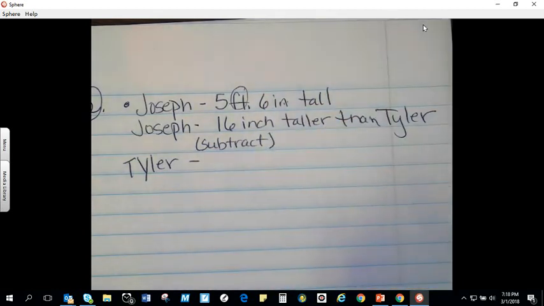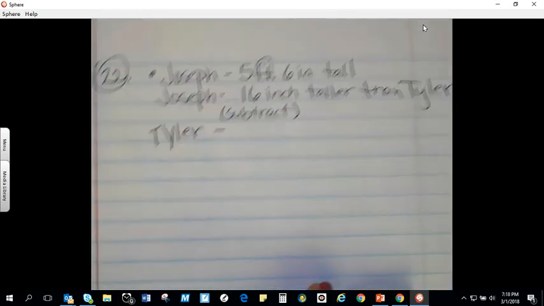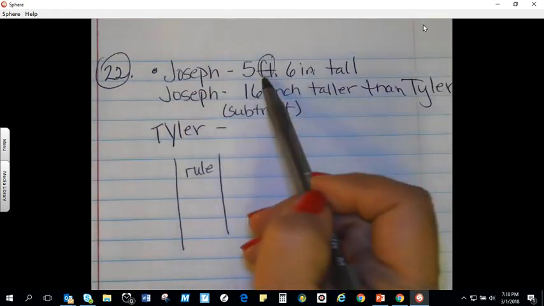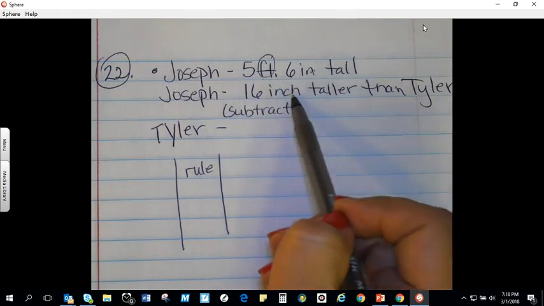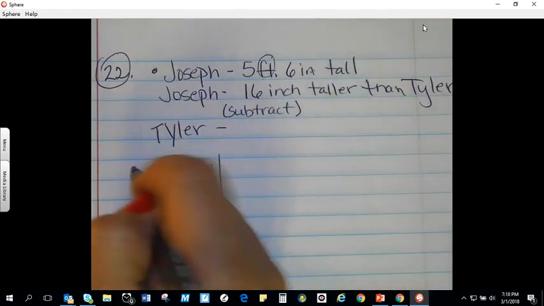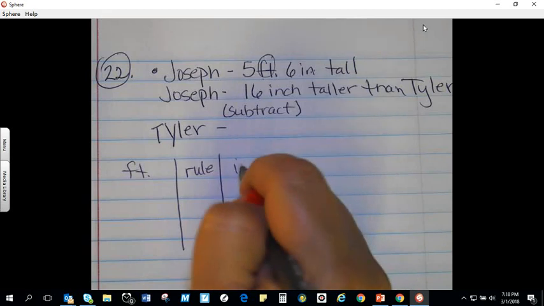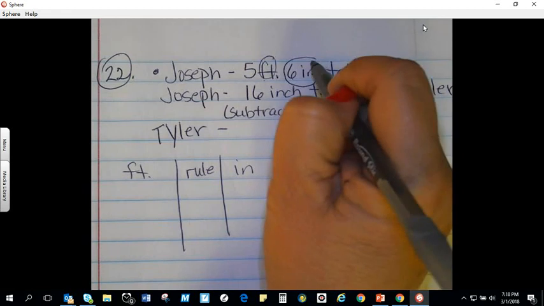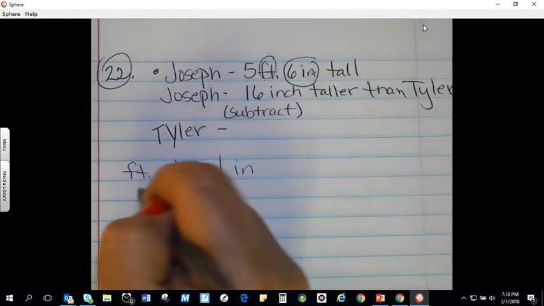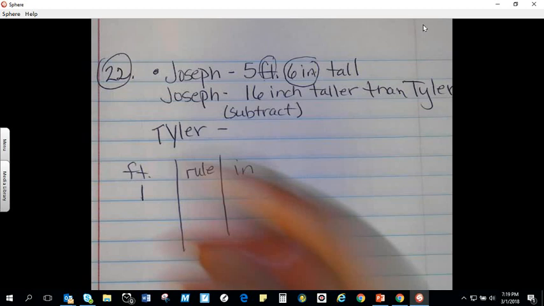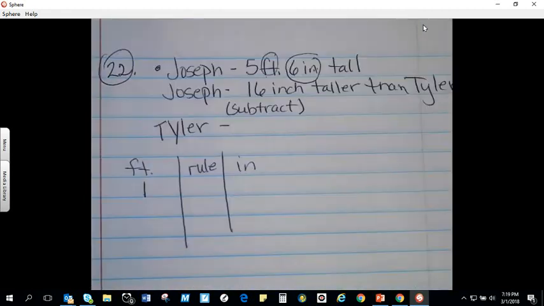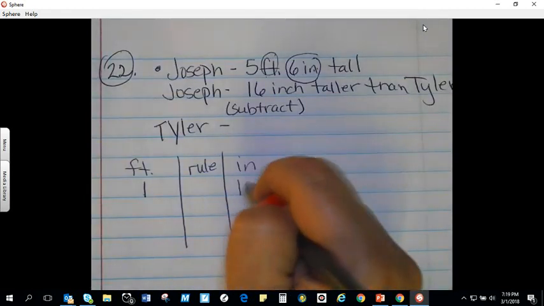Okay? So now let's go through and look at what we need to do. Again, I'm going to draw my chart. I know I have to take feet to inches because I need to subtract. Now I can leave this inch alone because it's already in inches. So I'm only going to take the feet. My 1 foot is equal to 12 inches.